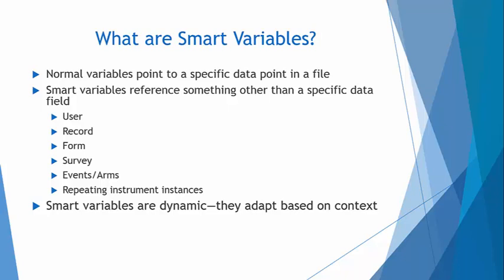Smart variables reference something other than a specific data field. For example, they might reference the current user on the project, the current record, or the current form, or a specified form or survey. They can also reference general events and arms. So instead of having to point to a specific event, such as visit 1, you can point to the previous visit or the next visit. Similarly with repeating instruments, instead of having to point to a specific instance, you can use smart variables to point to the first instance or the last one. Smart variables are dynamic. They adapt based on the context.